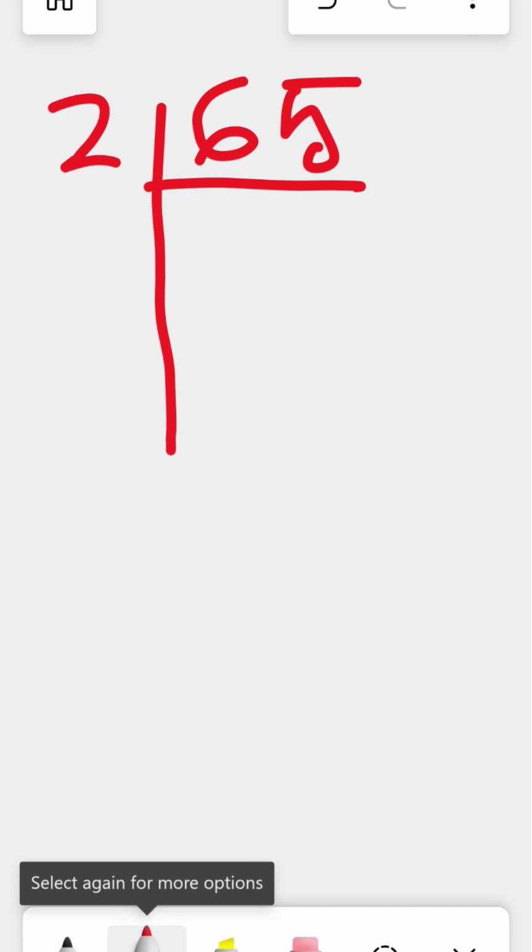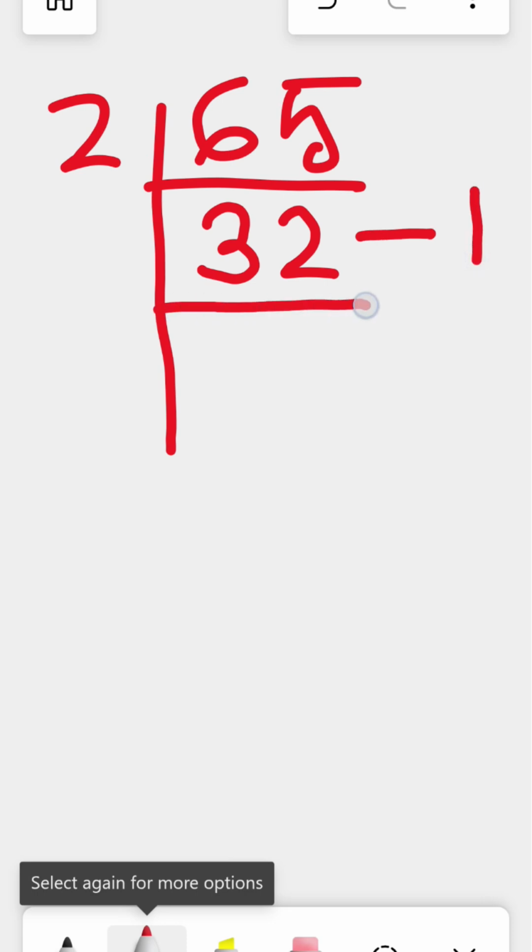At first we'll take only one digit, 6. In 6 we can divide by 2 three times, so we will write 3 below 6, and in 5 we can divide by 2 two times, 2 into 2 is 4, so we will write 2, and still we will have 1 left. That one we will write at the right hand side, so we will write here 1.